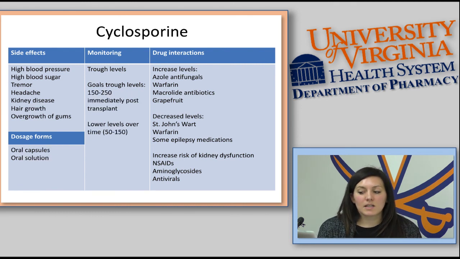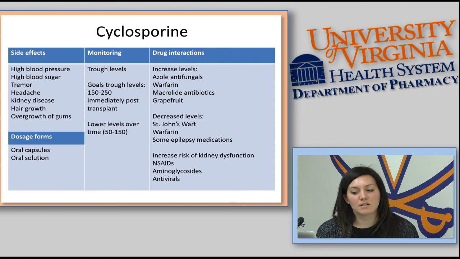The next medication in the calcineurin inhibitor class would be cyclosporin. I won't spend as long talking about this medication because, in a way, it's very similar to tacrolimus in its side effects and its monitoring, as well as its drug interactions. We don't use this medication quite as frequently, but it is an option if a patient is unable to tolerate tacrolimus. We'll sometimes switch to cyclosporin to try that medication.